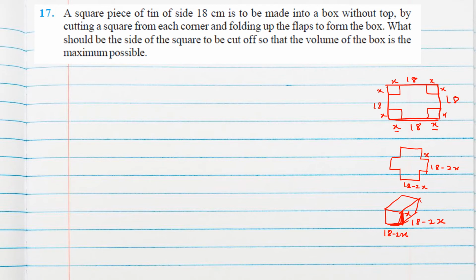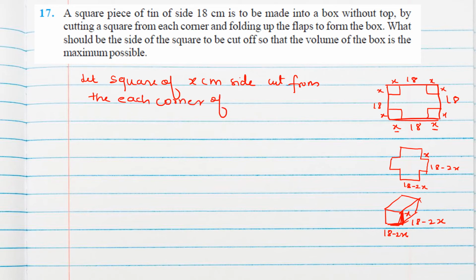So what we can write, first we should suppose this x. So let a square of x centimeter side be cut from each corner of the big square of side 18, isn't it? Big square we can write.